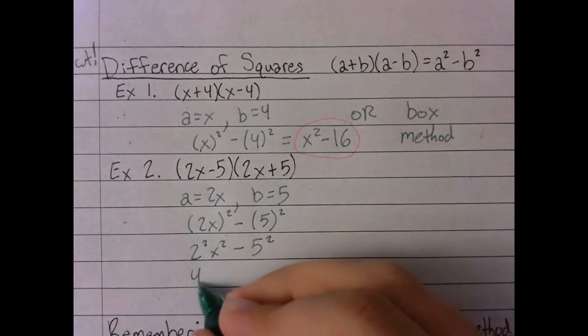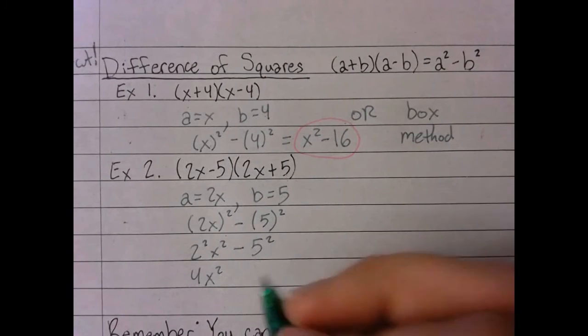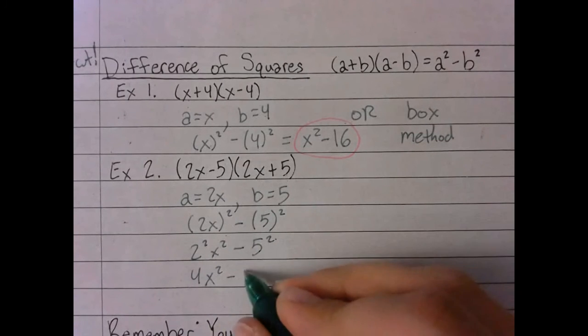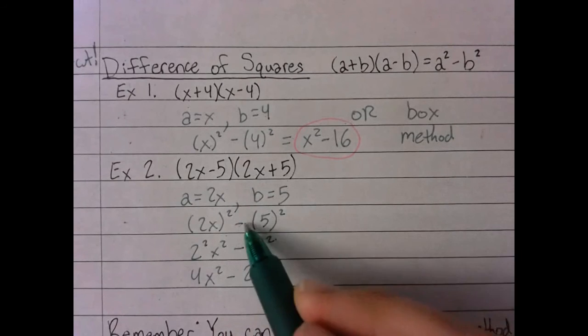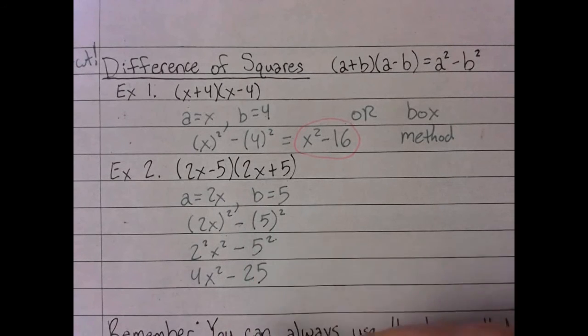All right, 2 squared is 4. x squared is just x squared. And 5 squared is 25. And please notice that minus sign was not included when we squared it. So it stays that minus. So we just end up with 4x squared minus 25.